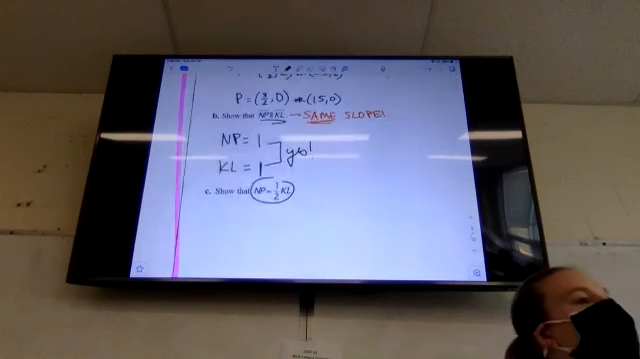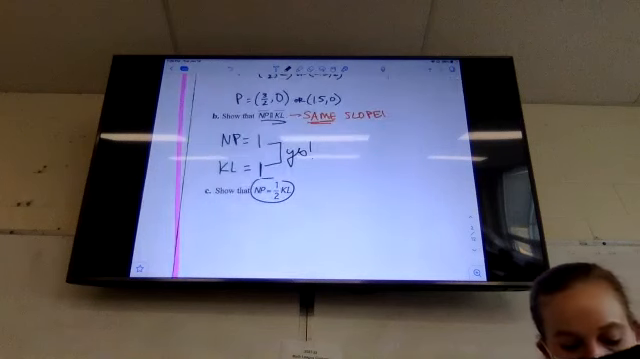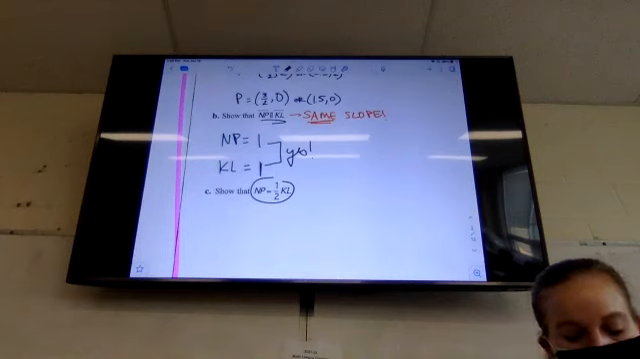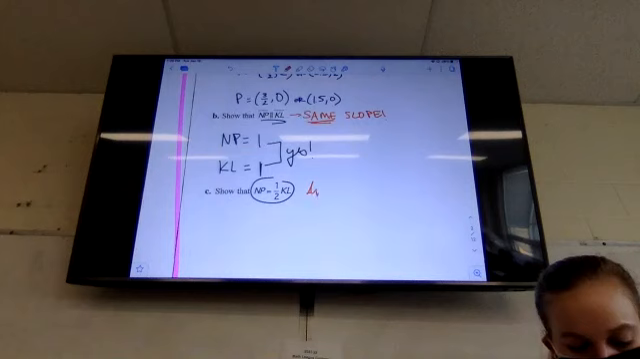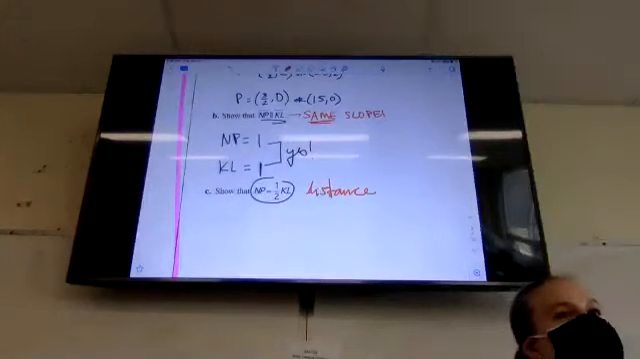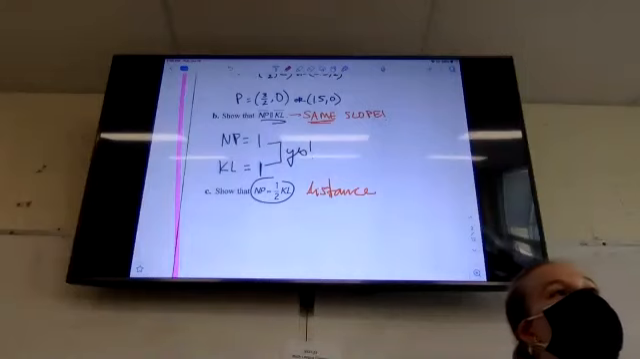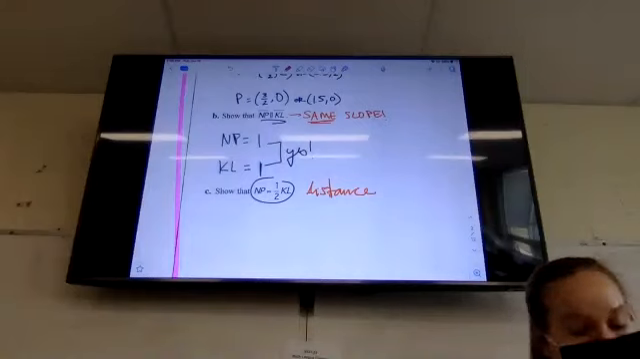And then now the last one, it says show that NP is equal to 1/2 KL. What's the one formula we haven't used yet? Distance. So we're going to use distance here. So we want to find the distance of NP, and we want to do 1/2 times the distance of KL.